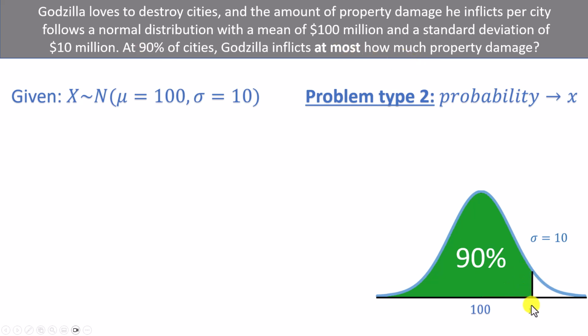So that's going to be a value for x such that 90% of the time it's something lower. So this is a pretty high value for x, right? And the first thing you're going to want to do is use the inverse norm function on the calculator to basically find the z-score corresponding to that cutoff.